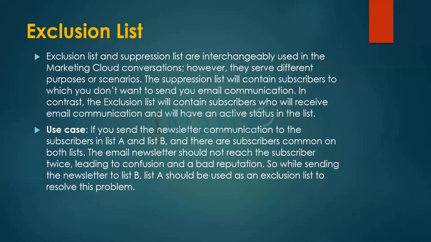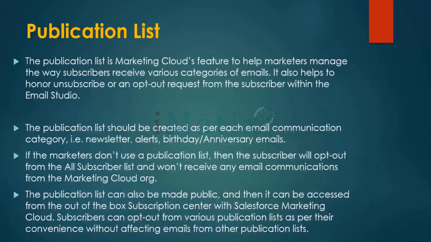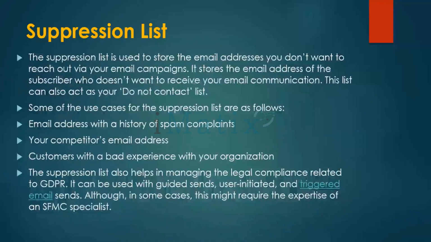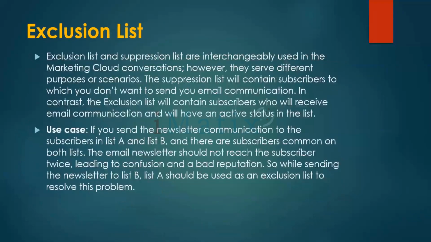Three lists, or the public shall list here. Public shall list, all are active. Those to whom I do not want to send mail, that is the suppression list. With exclusion, you are making categories. Keep one, which is a duplicate, but send only one time. That is the exclusion list.